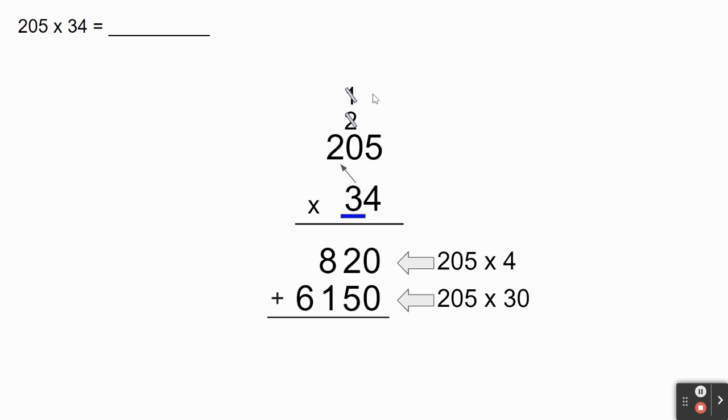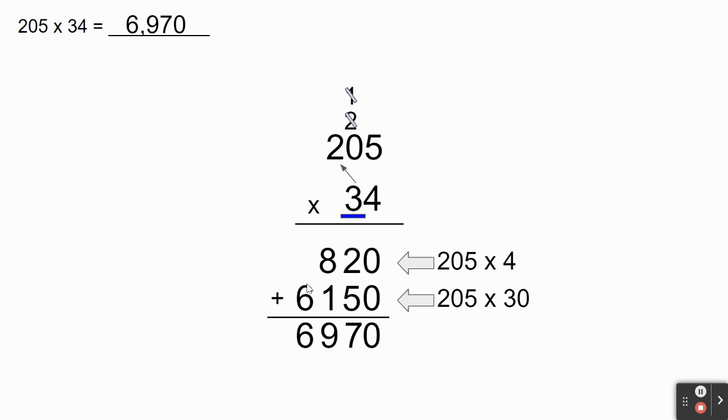Now we can add these two products together. Let's start by adding the ones place. 0 plus 0 is 0. In the tens place, 2 plus 5 is 7. In the hundreds place, 8 plus 1 is 9. And in the thousands place, nothing plus 6 is 6. So our final product, or answer, is 6,970.